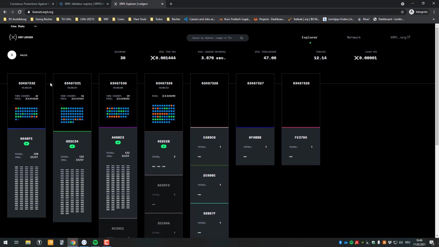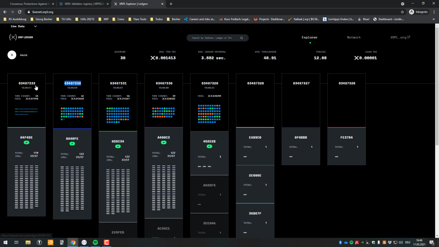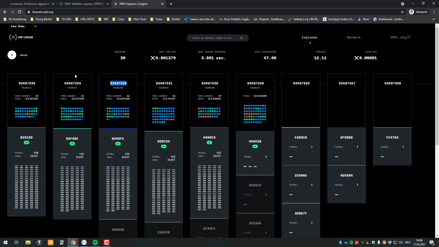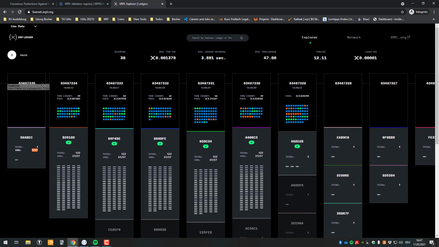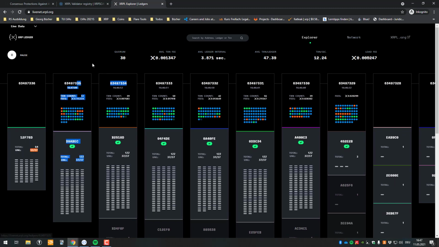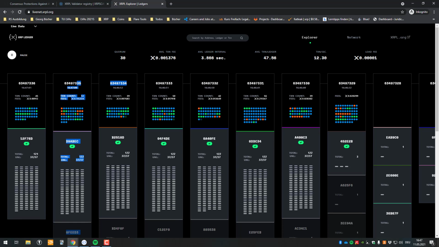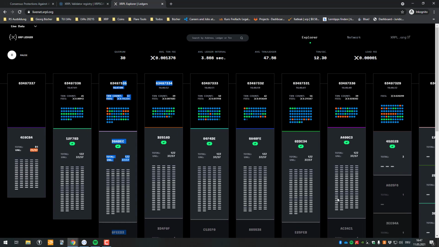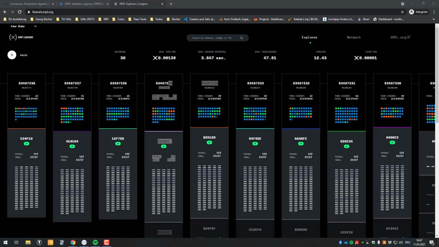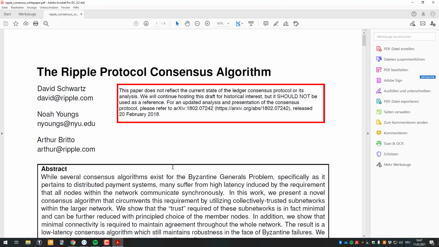Whenever a block closes, they call it, as far as I can remember, the last closed ledger, the LCL. So we can see here the number 6349734. That one is the last closed ledger, and so on. This is the entire core of the consensus algorithm, and that is what is happening every 3.8 seconds.